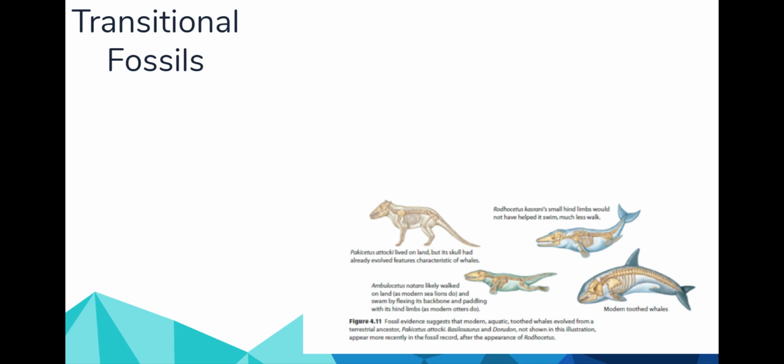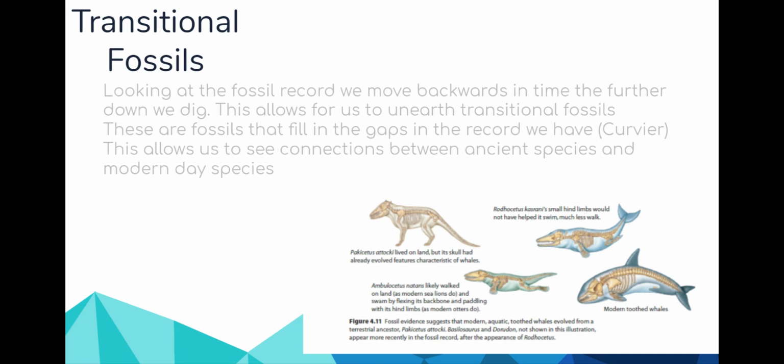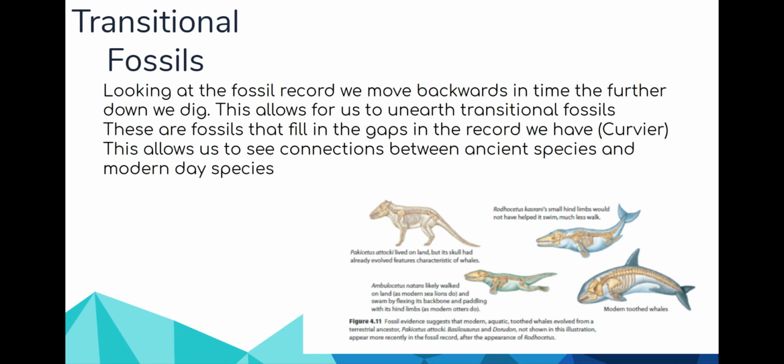So what ended up happening is you have to use what's called transitional fossils. It's where we take the fossil record and we work backwards in time and we unearth what we call these transitions. These fossils fill in the gaps in the records we have. So Cuvier would have used this, Buffon was onto the idea of this, okay? It allows us to see the connection between the ancient species and the modern day species.